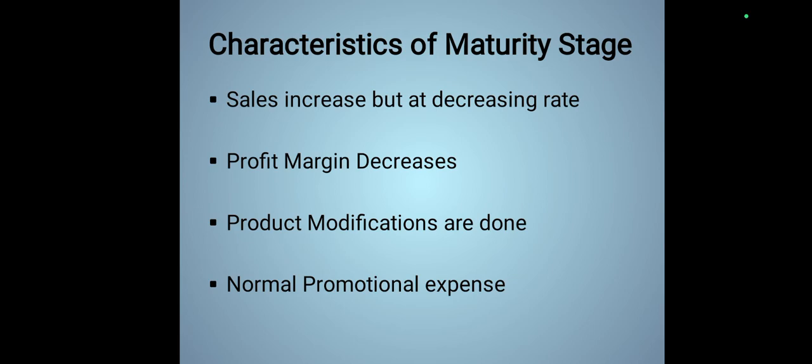The characteristics of the maturity stage are that sales increase but at a decreasing rate. Profit margin also decreases. Product modifications are done. In this stage, the company has to decide whether to modify the product and launch it again, or to proceed towards another concept, which is new product development, where they will leave this product alone and launch a new product into the market.